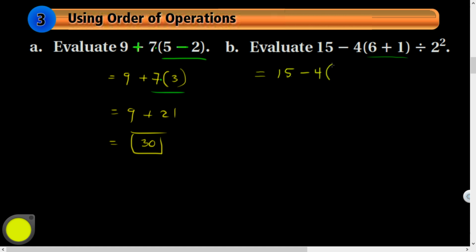So 15 minus 4, 6 plus 1 is 7, divided by 2 squared, 2 to the second power. All right, now which operation goes first? Next. I've got multiplication, I've got division, but I've also got exponentiation. An exponent would be next. 2 squared means 2 times 2. What's 2 times 2? That's 4, friends.